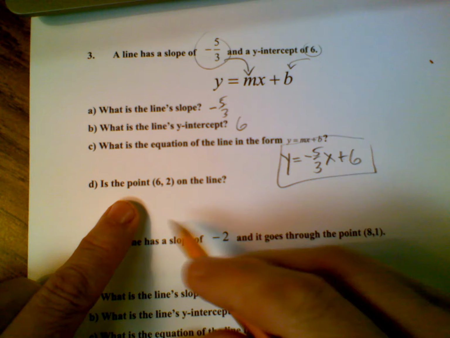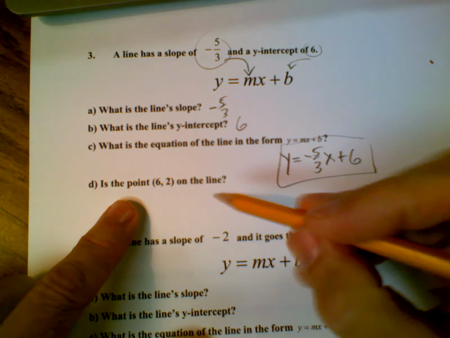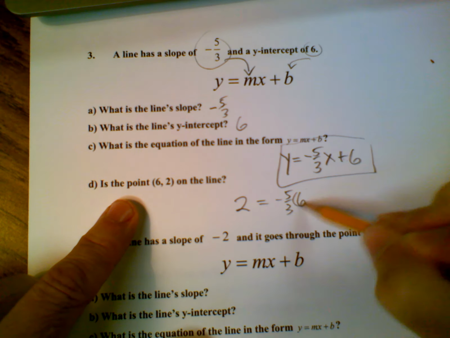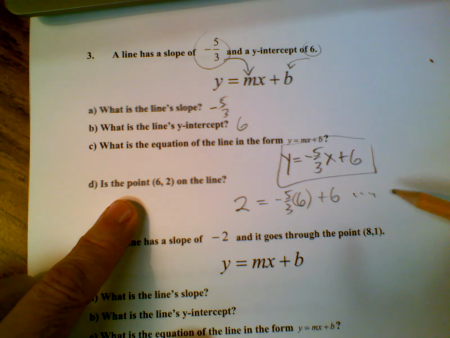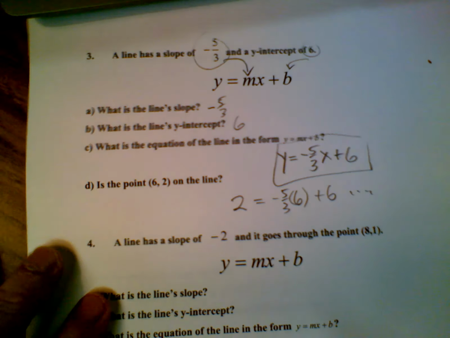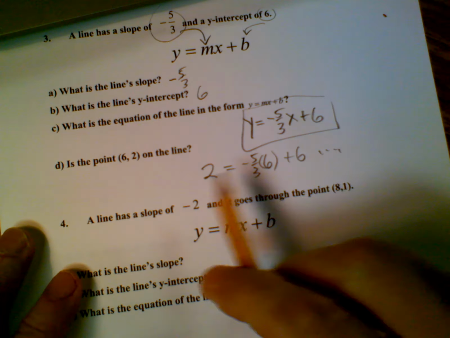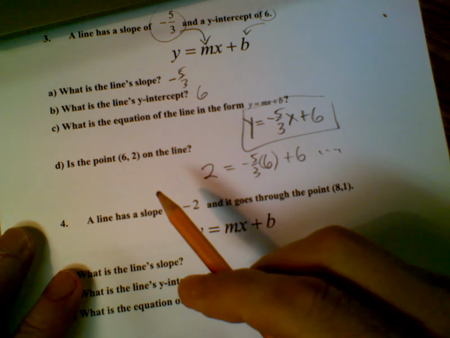Okay. Is the point 6 comma 2 on the line? Well, once again, plug in the 2 for the y, -5/3, plug in the 6 for the x, plus 6, work it out. I don't know. I don't even want to spend the time in this video answering that question yes or no. But I remind you, the answer is a yes or a no. Okay. Number 4.